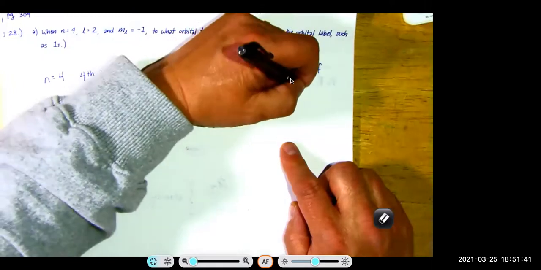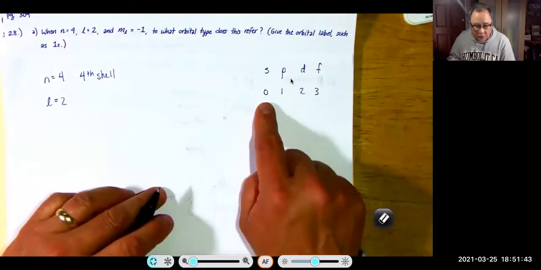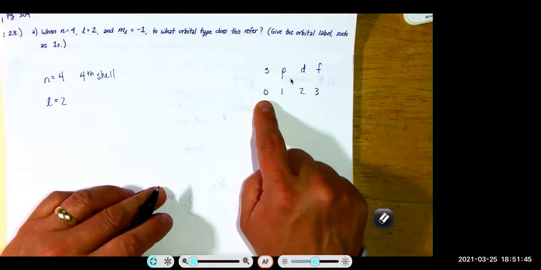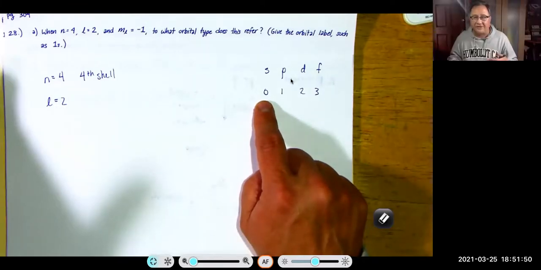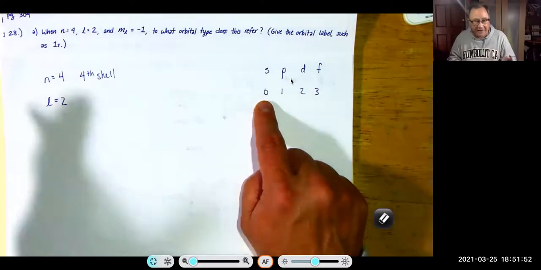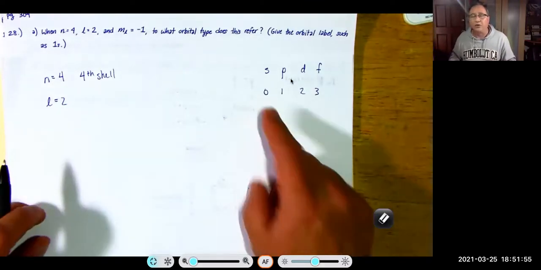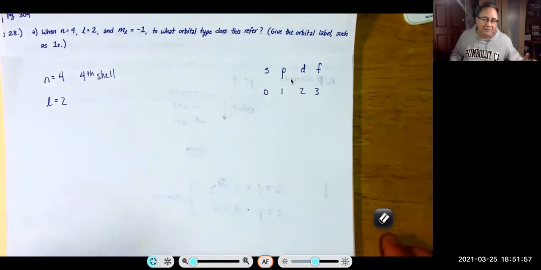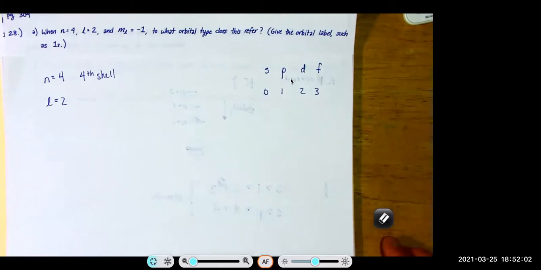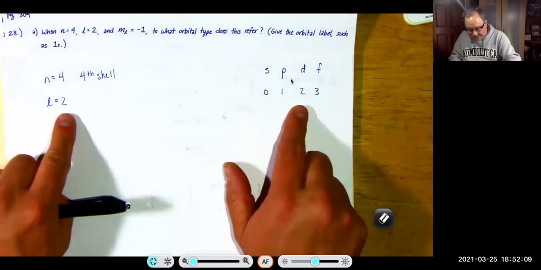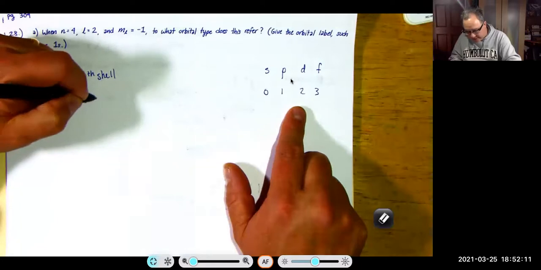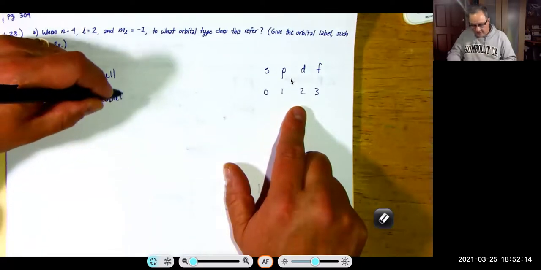1, 2, 3. A lot of people make the mistake and they start with 1. But we start at 0. You always start counting at 0. You may not say it explicitly, but you start counting at 0. Like when you're against a wall and you take your first step, that's the first step, right? But the wall is 0. That's where you start. Okay, so for L equal 2, you can see that this is a D subshell. Are you with me there?